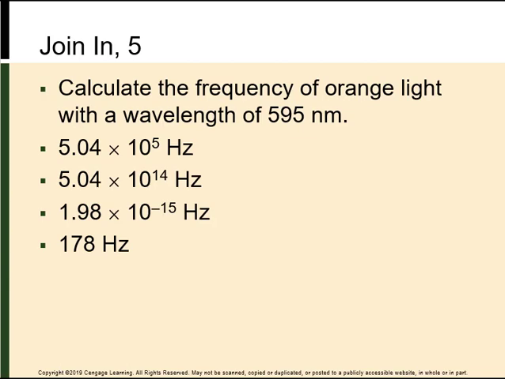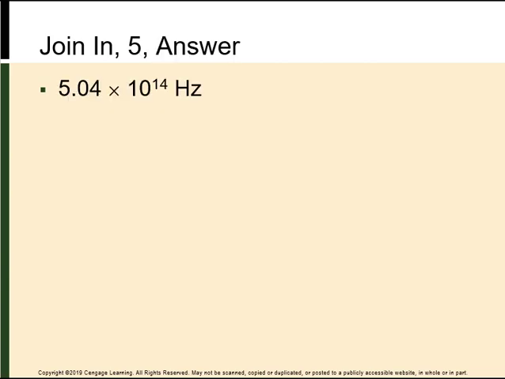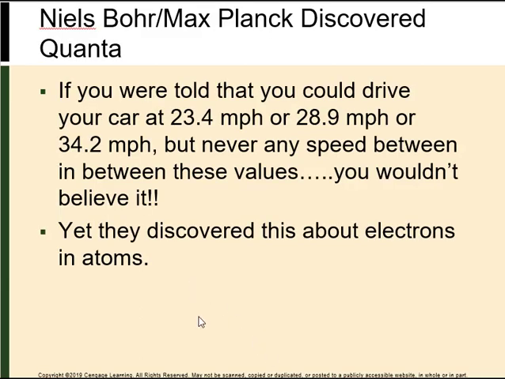Calculate the frequency of orange light with a wavelength of 595 nanometers. So you need to convert nanometers to meters, because we know that speed, our wavelength, is in meters per second. So it needs to be meters and meters. Hopefully you get 5.04 times 10 to the 14th hertz. Moving on to the next section.